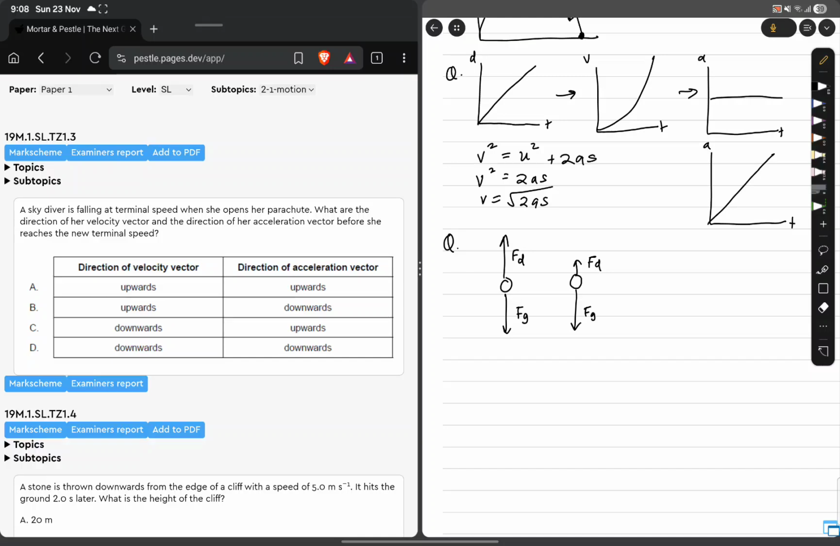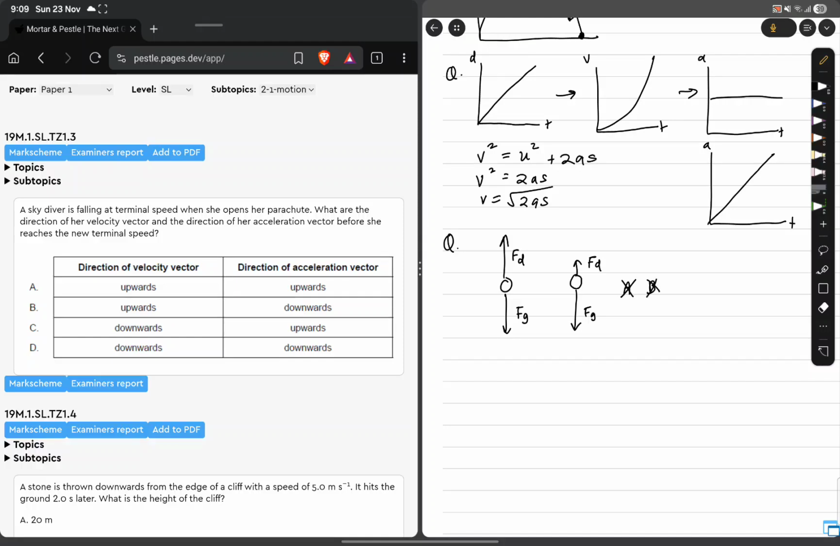The direction of the velocity is going to be downward because she hasn't stopped moving. There's still a resultant force going downward. So her velocity vector is going to be downward. That means A and B can't work.